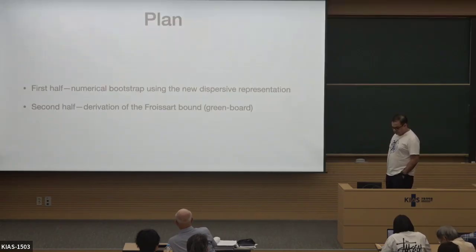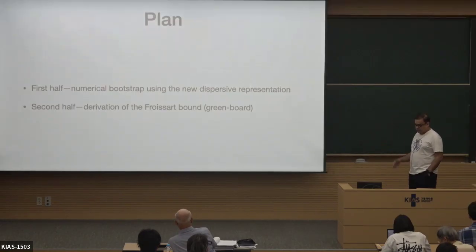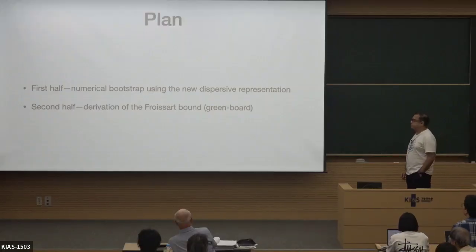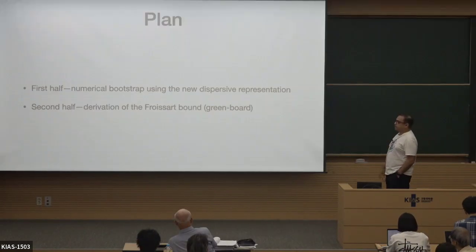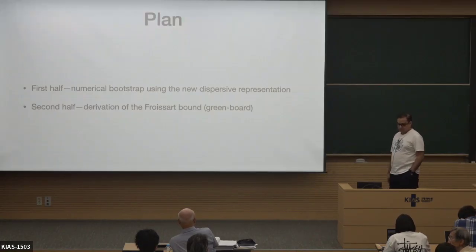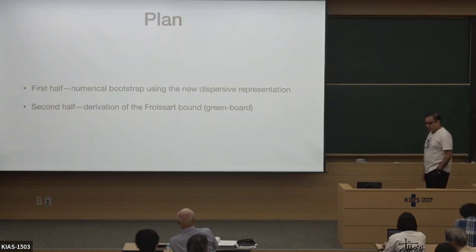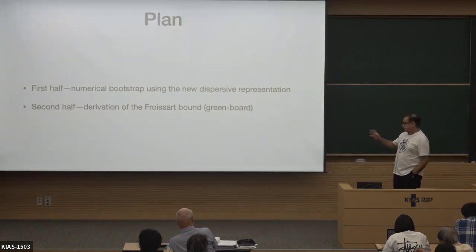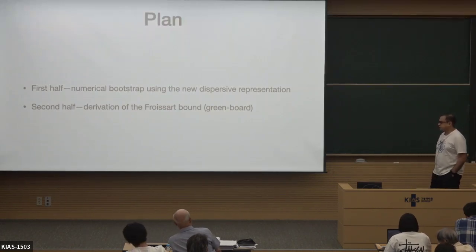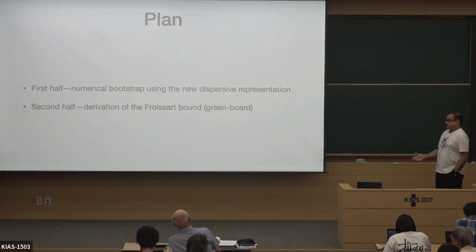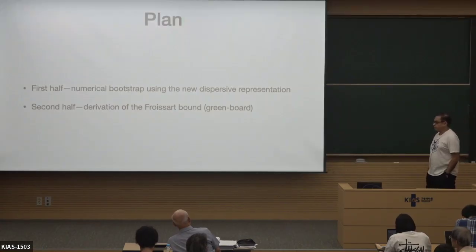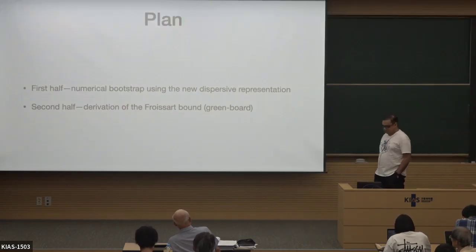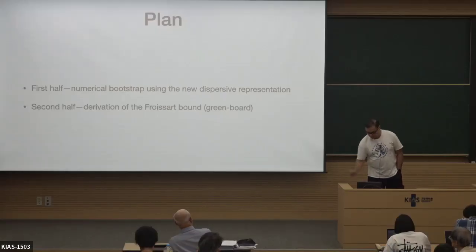So the first half, I'm going to give you a flavor of the kind of questions that you can ask. And this is a very small sample of the kind of questions that you can ask. It's just limited by the creativity that you have. And in the second half, as I mentioned yesterday, we are going to use dispersion relations, the standard fixed T ones, and derive what is called the Froissart bound or the Froissart-Martin bound, and this is going to be a black on the green board.